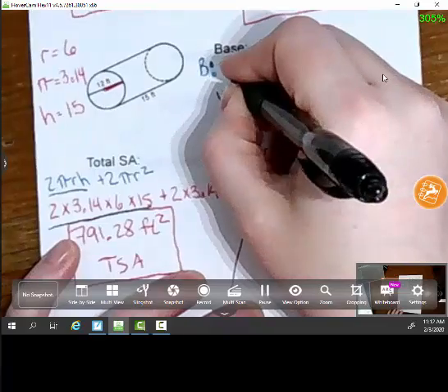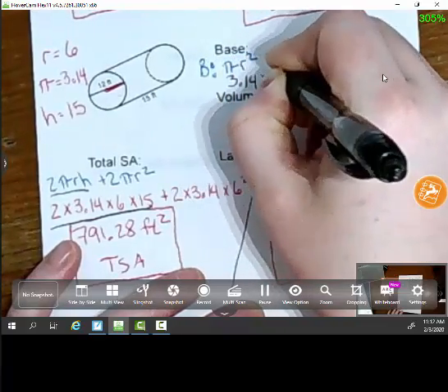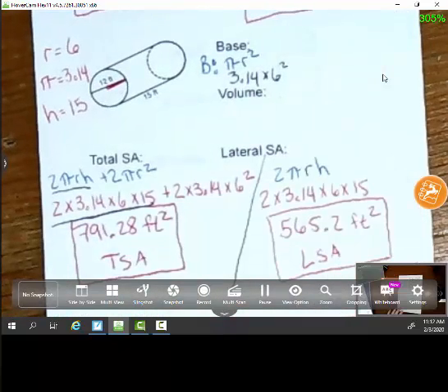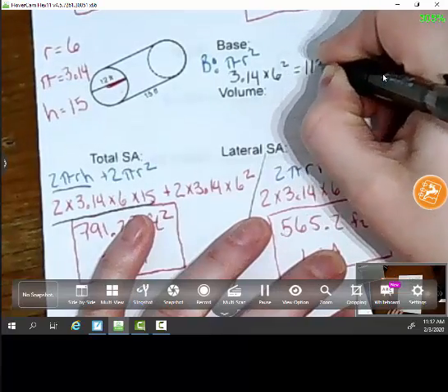Is the paper per cylinder the same as all the other ones? I'll explain the paper whenever we get there. Probably the same. Very similar. So big B, 3.14 times 6 squared. What is it? 113.04.